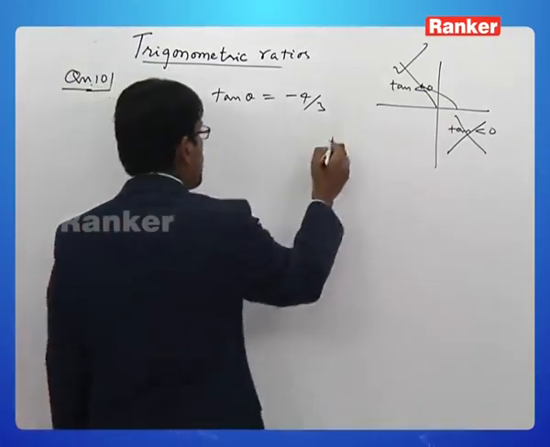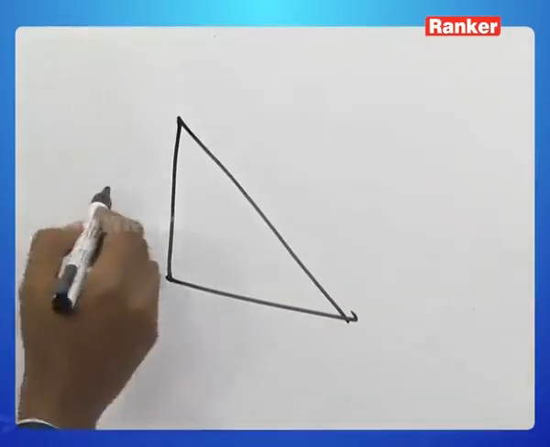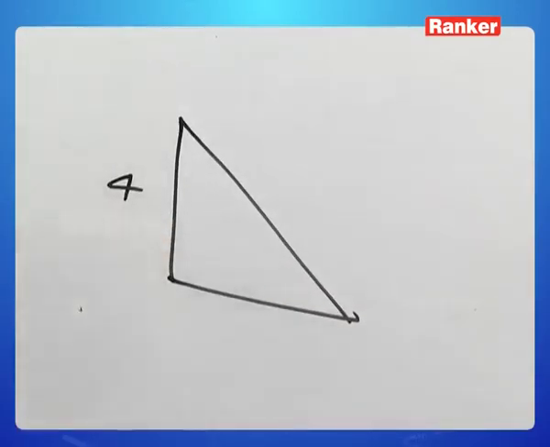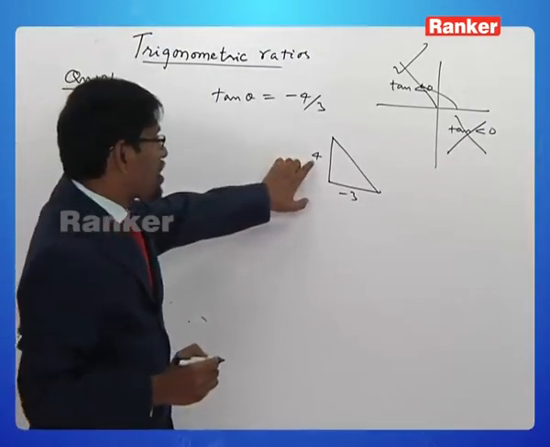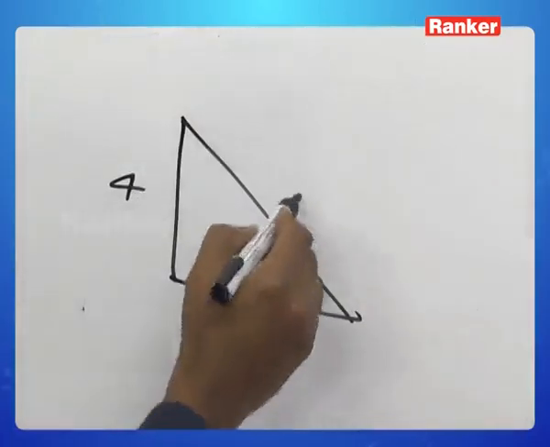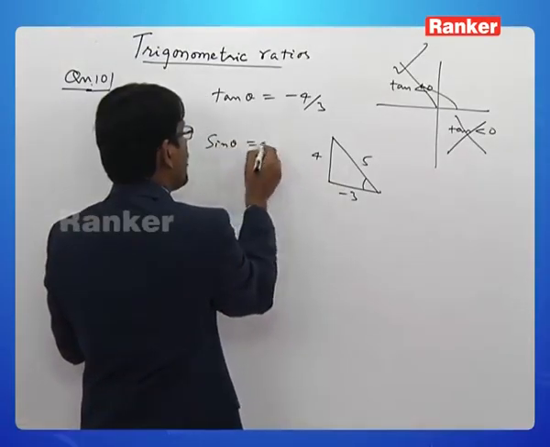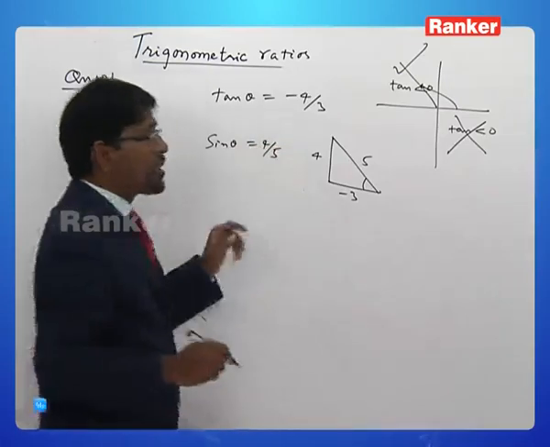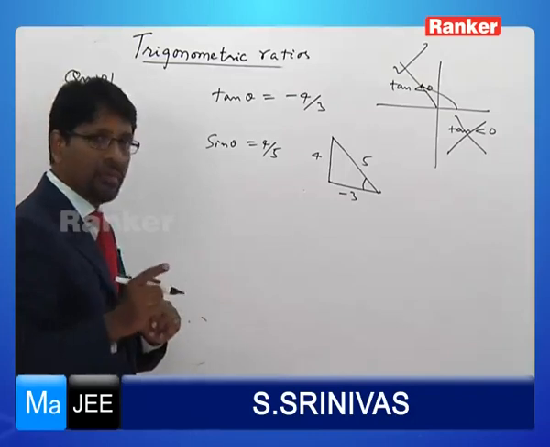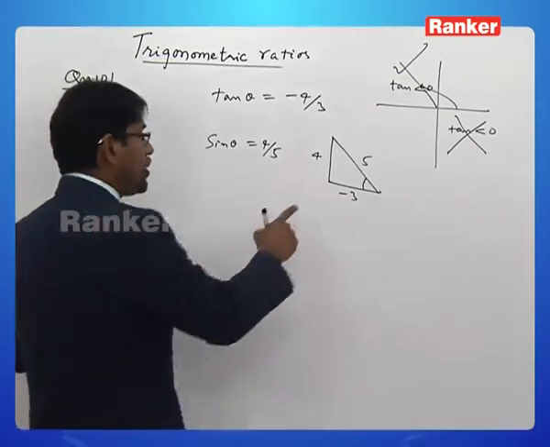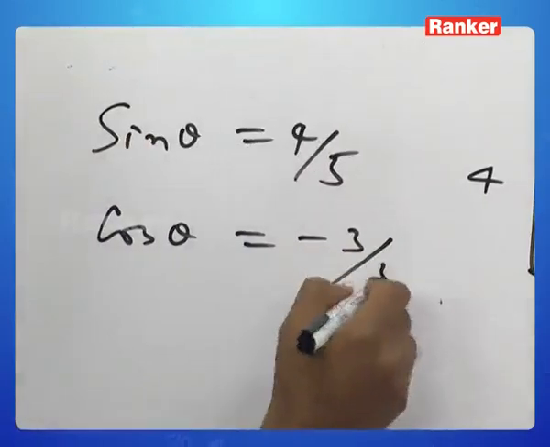So here, if you form a right angle triangle, we have here 4 by minus 3, because you know that sine theta has to be made positive. This is 5 units anyway. So sine theta is equal to 4 by 5. In the second quadrant, if theta lies, sine is positive and cos is negative. So here cos theta has to be minus 3 by 5.